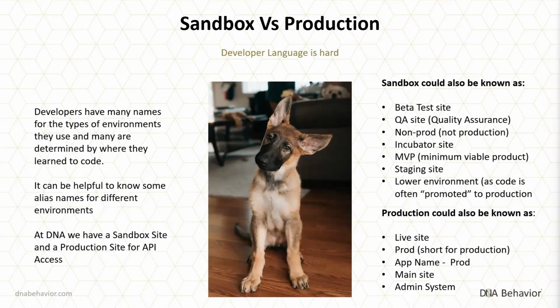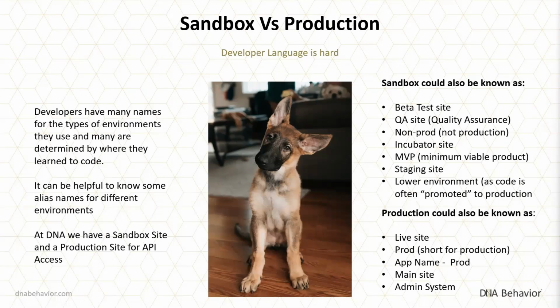We call it a lower environment because typically code is moved up to production. The production and sandbox environments are completely separate from one another. So data in one environment may or may not exist in the other environment. They're not hooked to each other and they don't do any sort of synchronization. So you have test data in your sandbox environment and live data in your production environment.